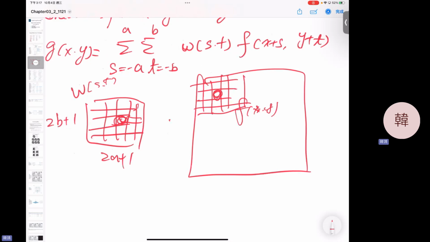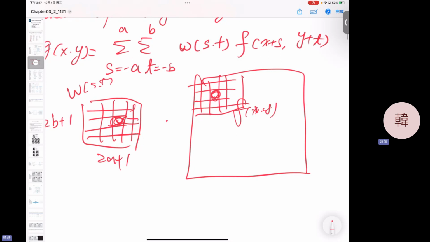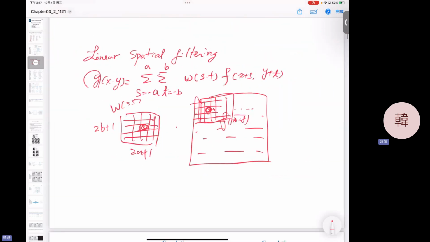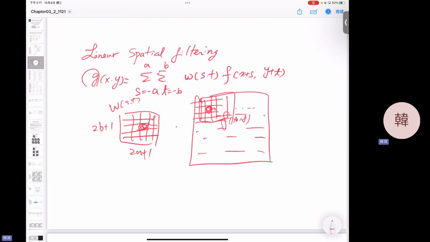Okay, but we call this correlation. So you overlap with the mask, doing nothing else, just overlap one by one, pixel by pixel, and move through the image to the next step, up to down, left to right, one by one, and you get a new image, and we call it g(x,y) here. So it's just a very easy operator.